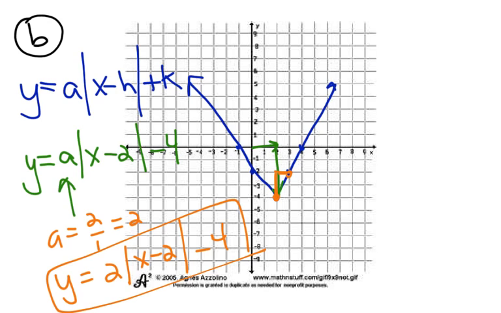So when you're doing this problem, you need to determine how the parent graph has been transformed, and you need to figure out what the slope is. You only need to pick one side of the V, so it doesn't matter if you pick this side or this side when you find the slope. Just remember, if the V opens up, a is positive. If V opens down, it's negative.